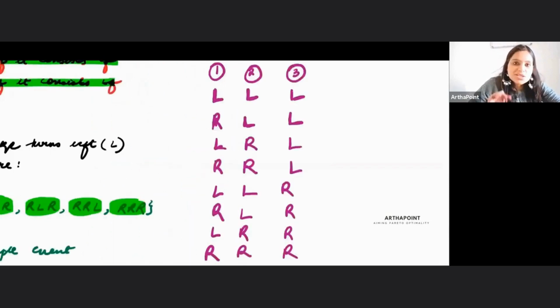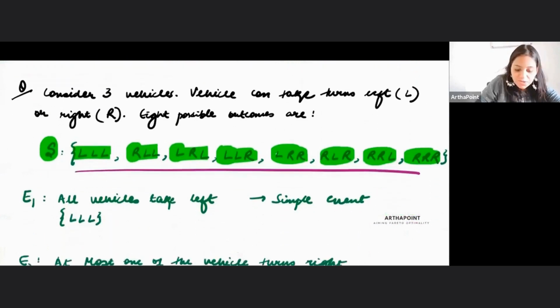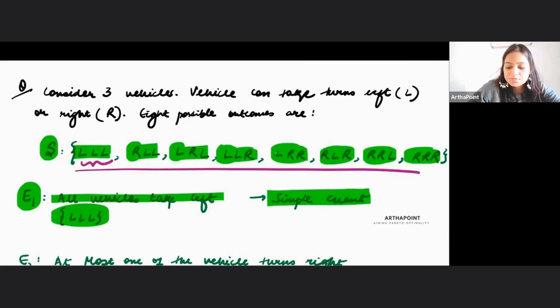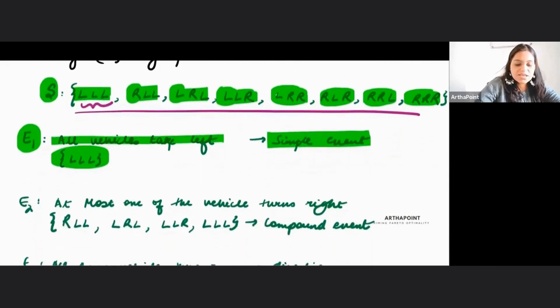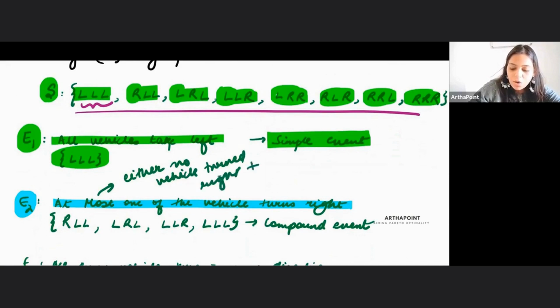Now, once you have got all of these outcomes that I've written here, I'm asking what are the different events. So the first event is all vehicles took left. Only one possibility, right? When all the vehicles took left, which is this LLL. Because there is only one outcome coming here, it is a simple event. Now take this. This is my second event. So my second event is at most one vehicle turns right, which means 2 things. At most one means either no vehicle turned right, or one vehicle turned right.